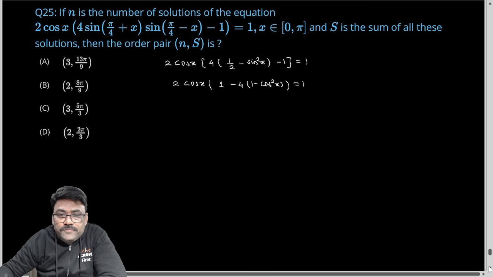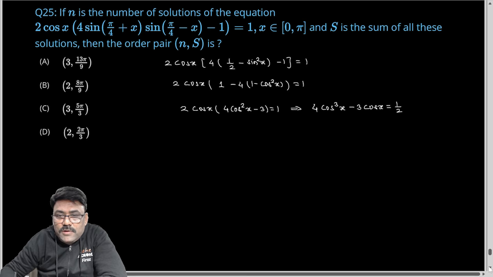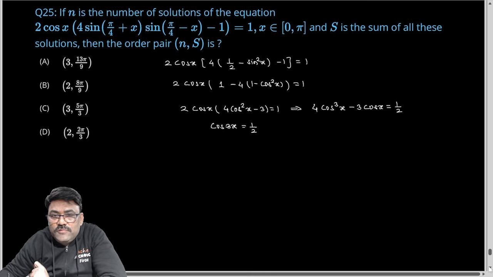It is 1. So now it is 2 cos x, 4 cos square x minus 3. It is 1. So finally you are getting 4 cos cube x minus 3 cos x is equal to half. And 4 cos cube x minus 3 cos x is cos 3x. Cos 3x is half. X belongs to 0 to pi.